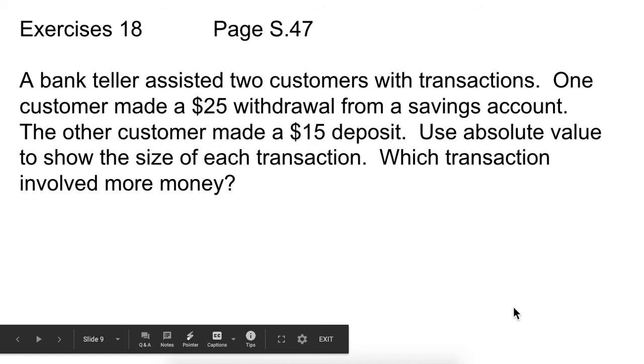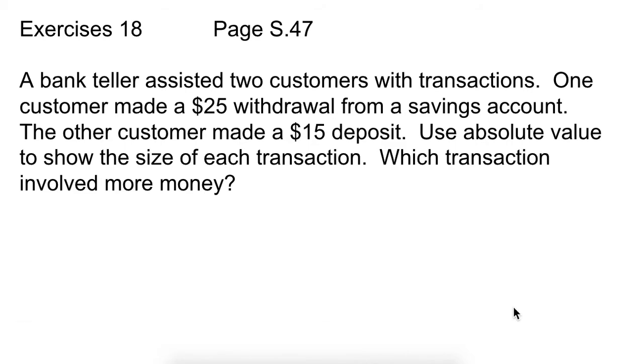All right, the bank teller has 2 customers with transactions. One customer has a $25 withdrawal from a savings account. The other customer made a $15 deposit. Use the absolute value to show the size of each transaction. Which transaction involved more money? Which one do you want? $25 withdrawn from your account or $15 deposited into your account? Do you want the $25 withdrawn from your account? I want to be your banker.